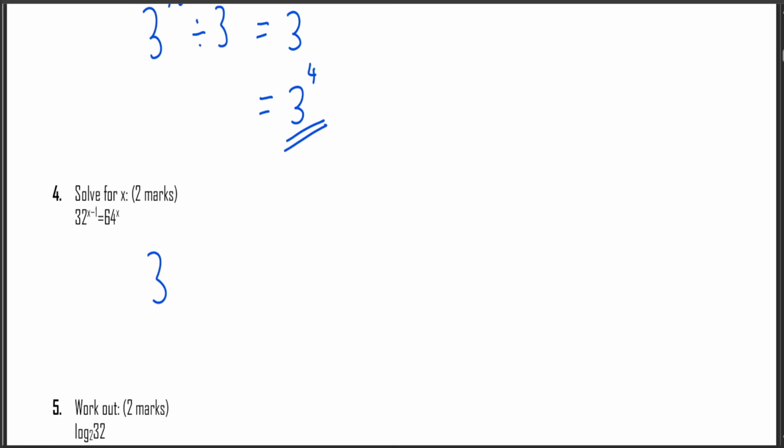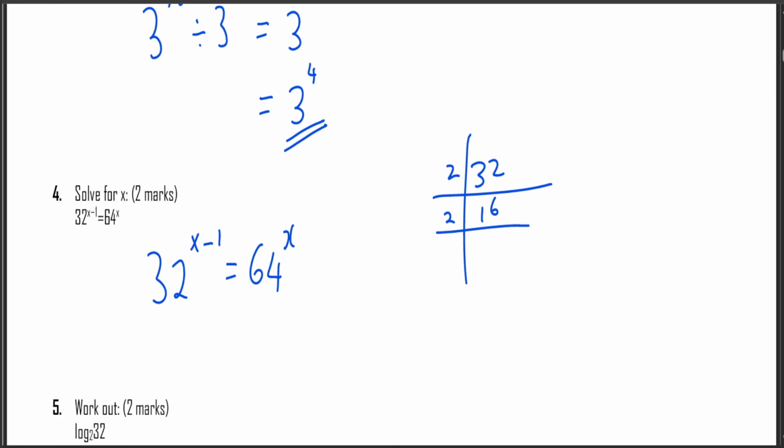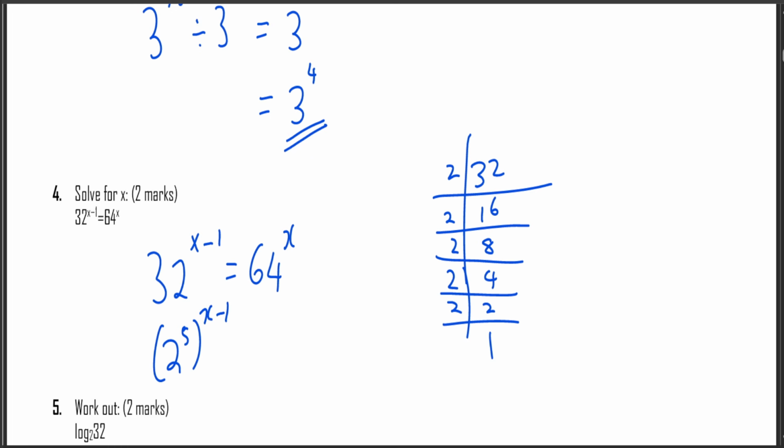Question 4. 32 power x minus 1 is equal to 64 raised to power x. Now make both of them, 32 and 64, have base 2. So how do you make it? 32 divided by 2 gives you 16, divide by 2 gives you 8, divide by 2 gives you 4, divide by 2 again gives you 2, divide by 2 again gives you 1. That gives you 2 to the power of 5. So this one is 2 to the power of 5, power x minus 1 is equal to 64 power x.